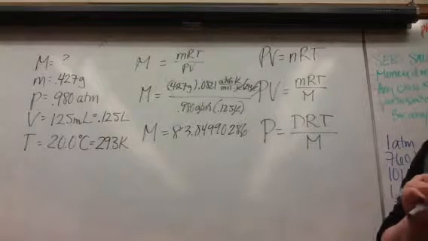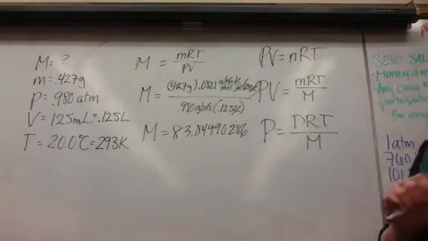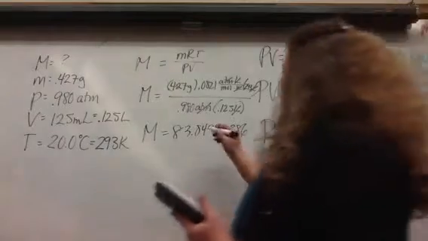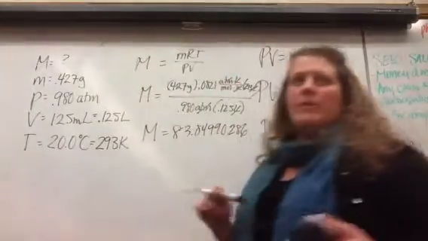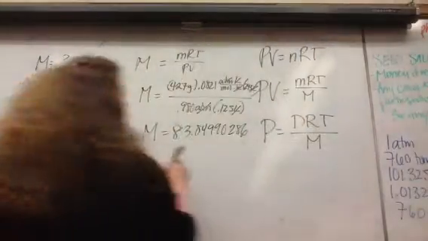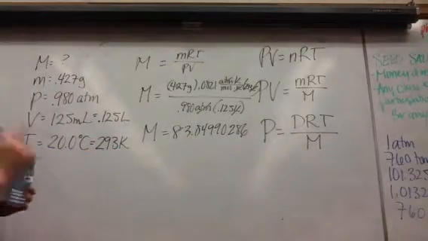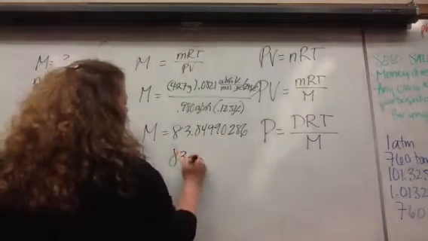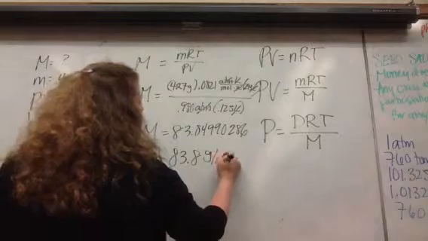Oh, it looks like a 0. I thought that was a point. No, 0 to 4. Okay, so units are grams per mole. How many sig figs? 3. So 83.8 grams per mole.